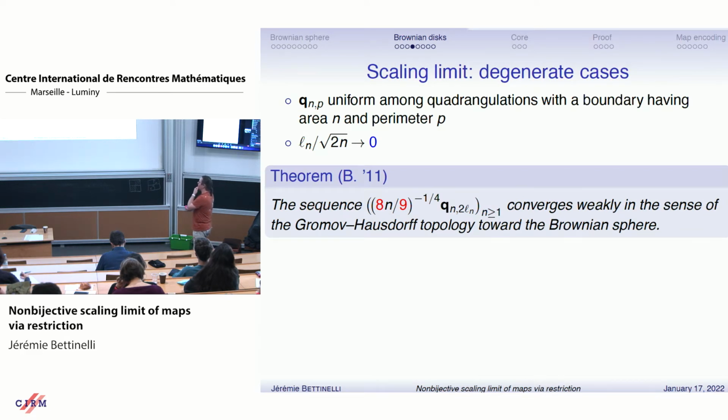So now what happens when the length of the boundary is not of order root 2n? If it's smaller than root 2n, it's actually negligible with respect to root 2n. Then we have convergence to the Brownian sphere.